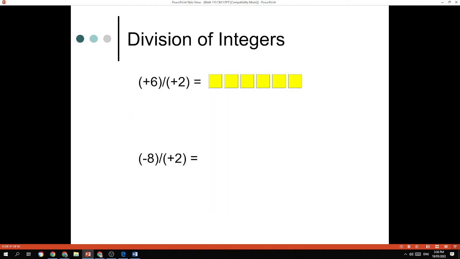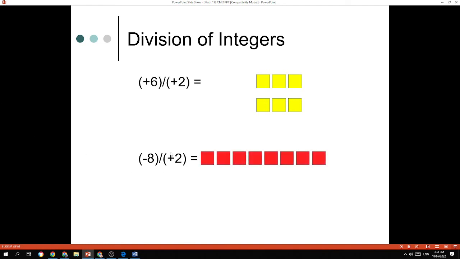So I have here positive 6. I'll divide it into 2. So meaning I'll be having 2 groups there of 3. So the answer there is 3. Same thing with this example over here. So I have -8. I'm going to divide it by 2. So the answer is 1, 2, 3, 4.